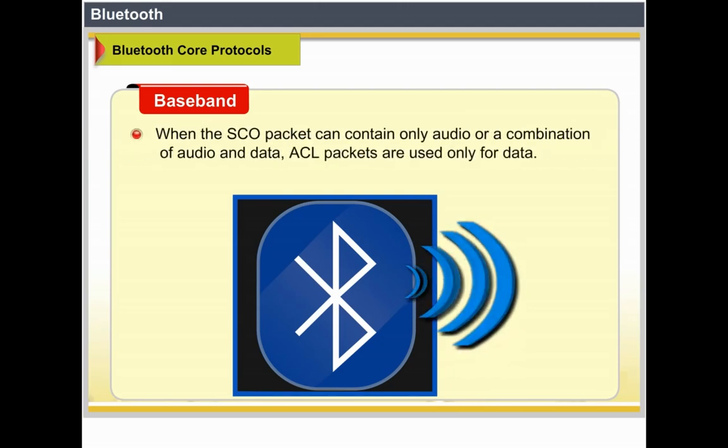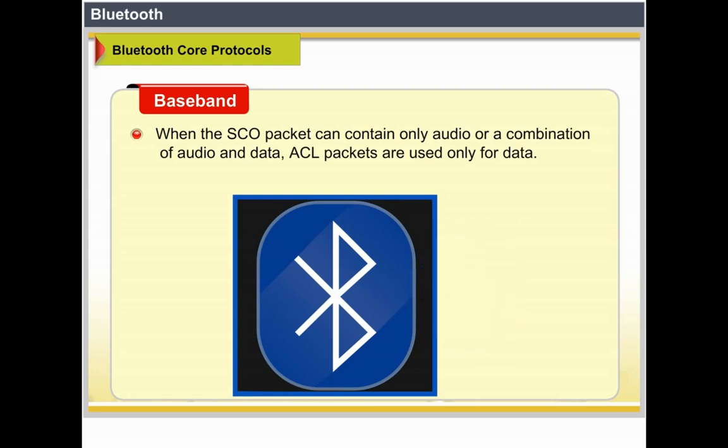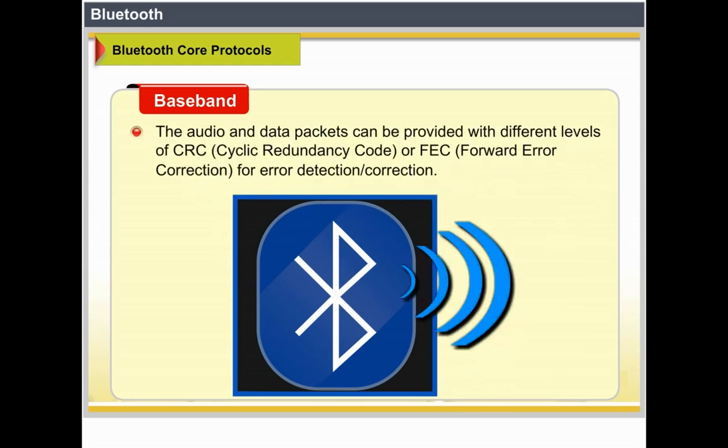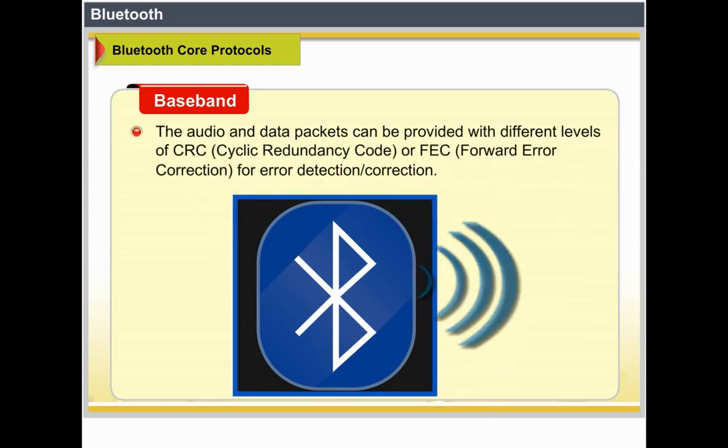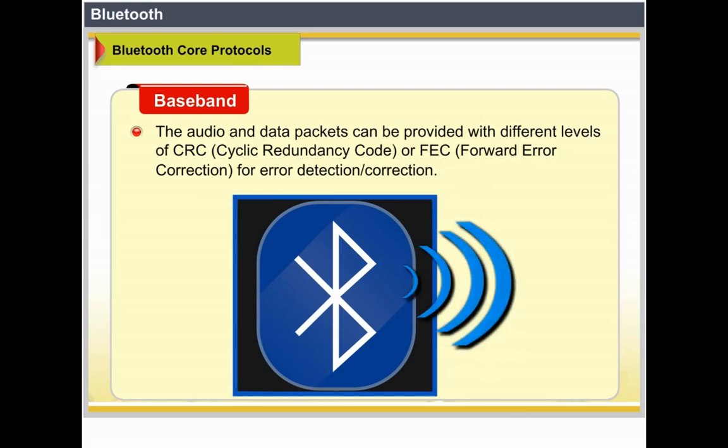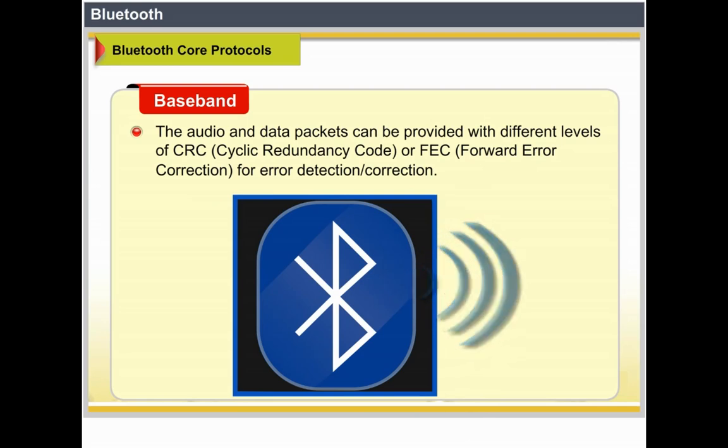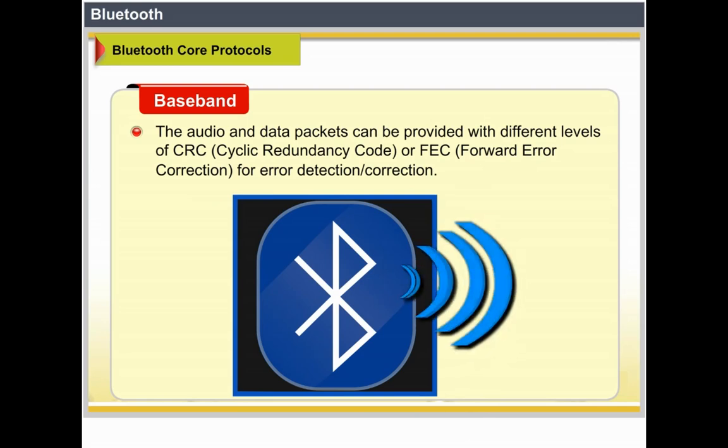ACL packets are used for data only, while the SCO packet can contain audio only or a combination of audio and data. All audio and data packets can be provided with different levels of CRC, cyclic redundancy code, or FEC, forward error correction, for error detection or correction.